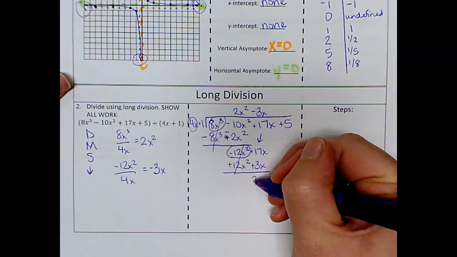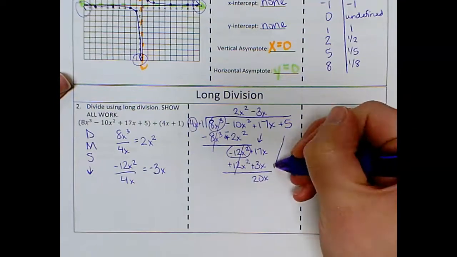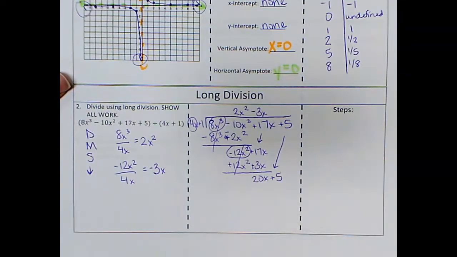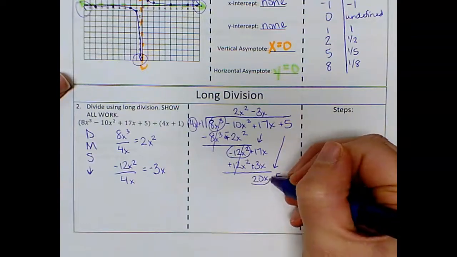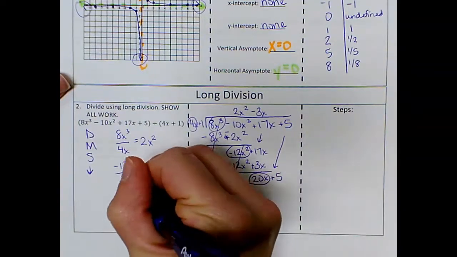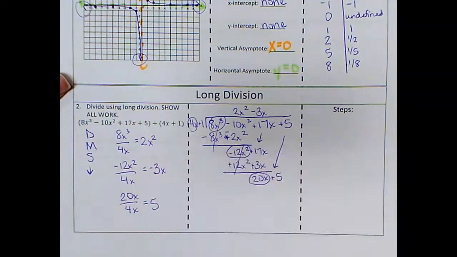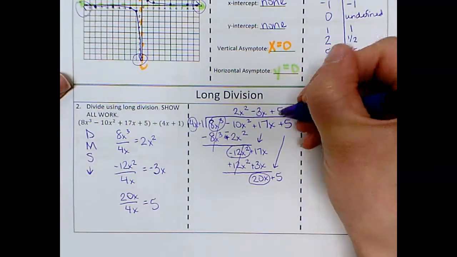17x plus 3x is 20x. Bring down our next term with its connecting sign. And we start the cycle over. We divide. 20x divided by 4x is 5. So 5 comes up here.